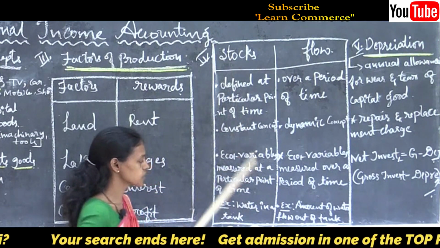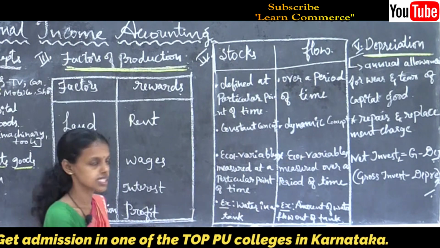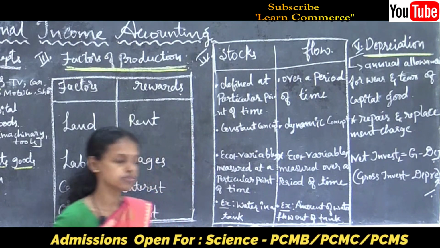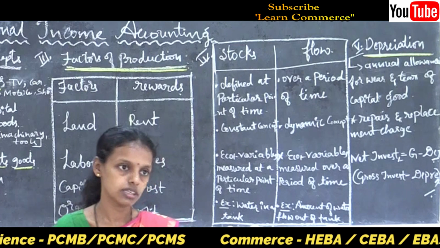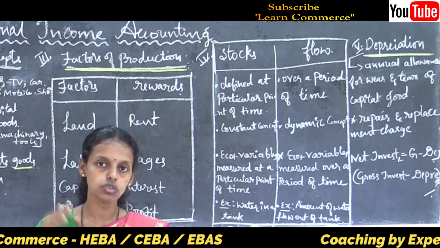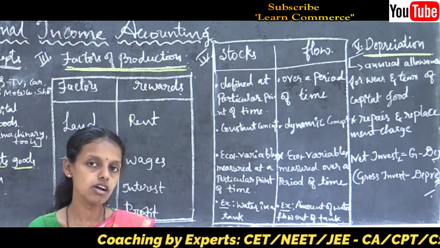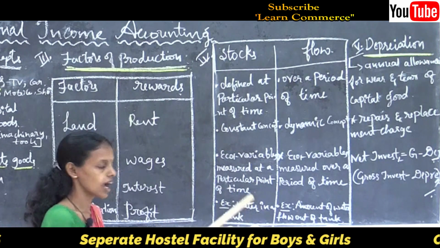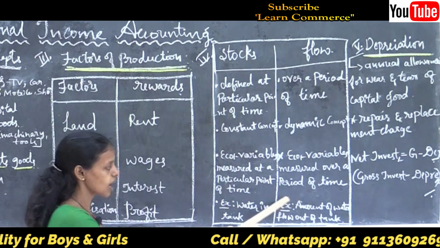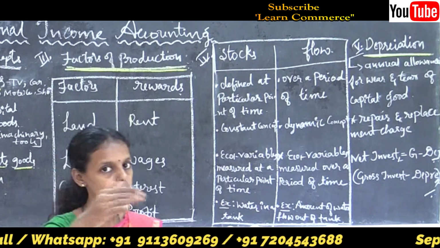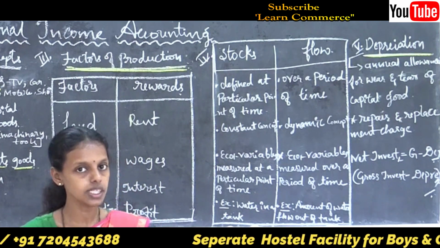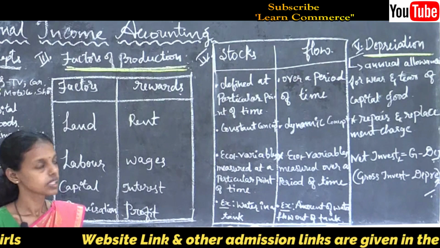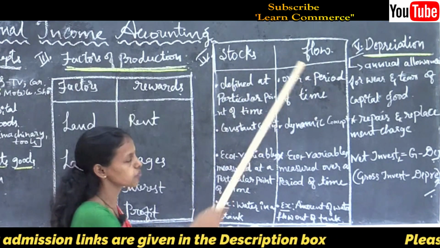Here you can also give other examples: capital is a stock, net investment is a flow. Flow is nothing but, for example, the amount of water flowing out of the tank. How much water you are going to use from the tank over a period of time, that is a flow. Or you can say water in a tank is a stock, and flow of water from the tap to the tank is also a flow. Flow means flowing from outside. So the amount of water flowing out of the tank is said to be the flow. I hope you have understood the stock and flow concept.